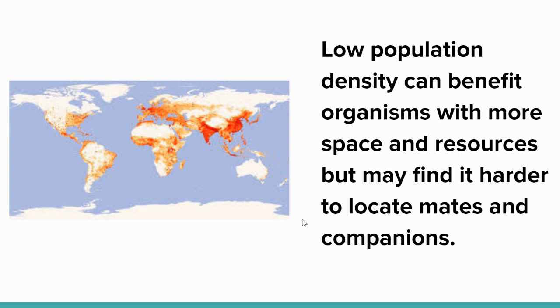Low population density can benefit organisms with more space and resources, but they may find it harder to locate mates and companions. So if we're spread out even more, it might be hard to find people that we want to come in contact with.